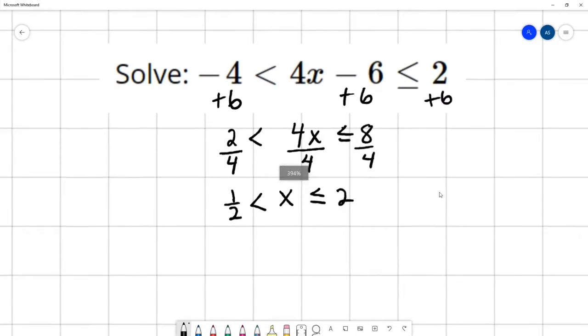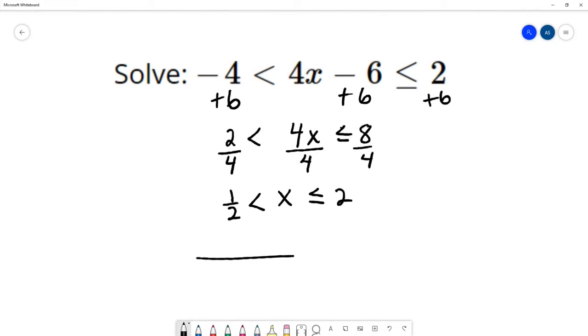Let's see this on a number line. So on the real number line, we would mark 1/2 and we would mark 2. 1/2 is marked with an open circle, which is not included in the solution set. 2 is marked with a closed circle, that is included in the solution set. And x can be any value in between. So x is in between 1/2 and 2, including 2.